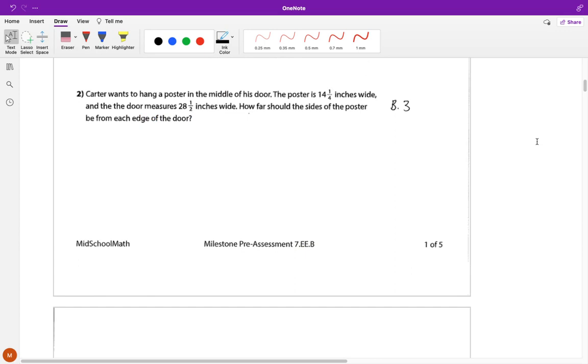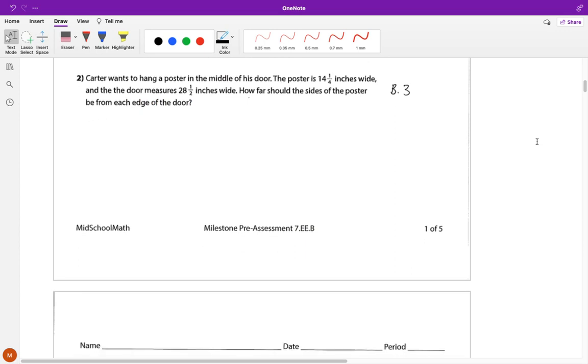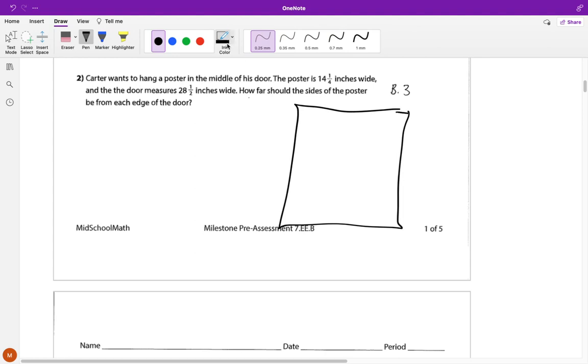Right, Carter wants to hang a poster in the middle of his door. The poster is 14.25 inches wide, and the door measures 28.5 inches wide. How far should the sides of the poster be from each edge of the door? So he wants to put it in the middle of his door. It doesn't say anything about the height of it. It's just saying like here, if we had a door, he wants to make sure it's in the middle.